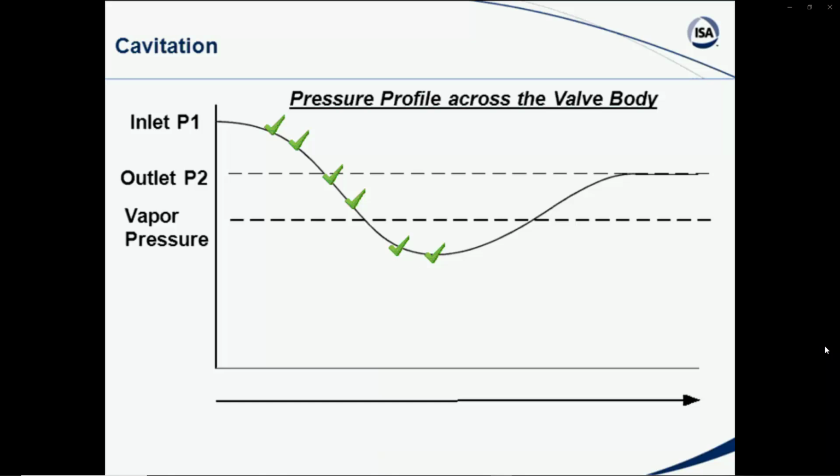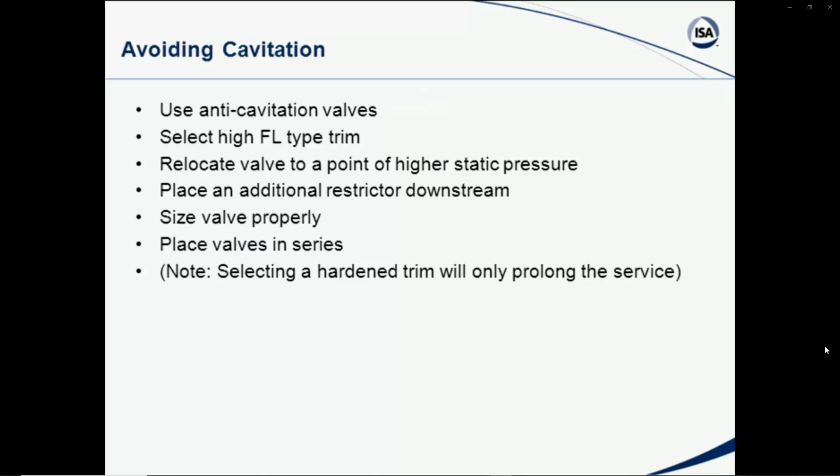And then we start recovering, and now we recover above the vapor pressure, which was the pressure at a fixed temperature below which the vaporization starts taking place. We recover above that, and that causes the implosion or collapse of those vapor bubbles. It causes danger to your valve, sizing problems, and many, many other things that can happen to you. Many times you can't avoid it, sometimes you can.